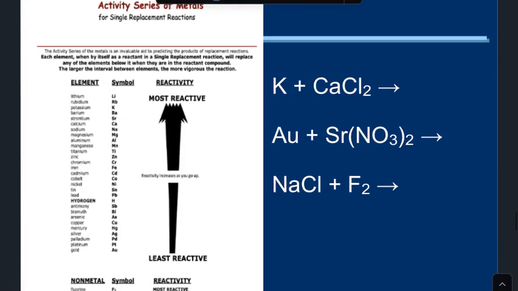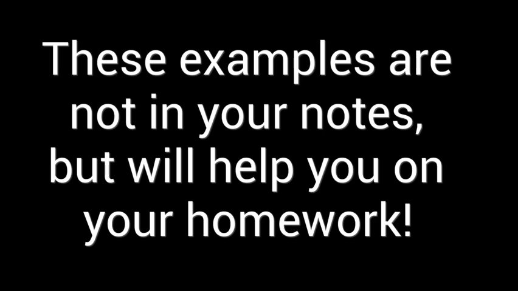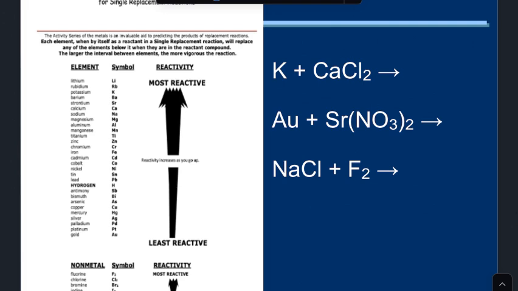So let's take a look at an actual problem here. What we want to see is, will the free element, the potassium that's by itself, replace calcium, which is the metal inside the compound? So if we take a look at the activity series, potassium is up here and calcium is below it on the activity series. So because potassium is more reactive, it's above calcium, this reaction will occur. So let's figure out our products.